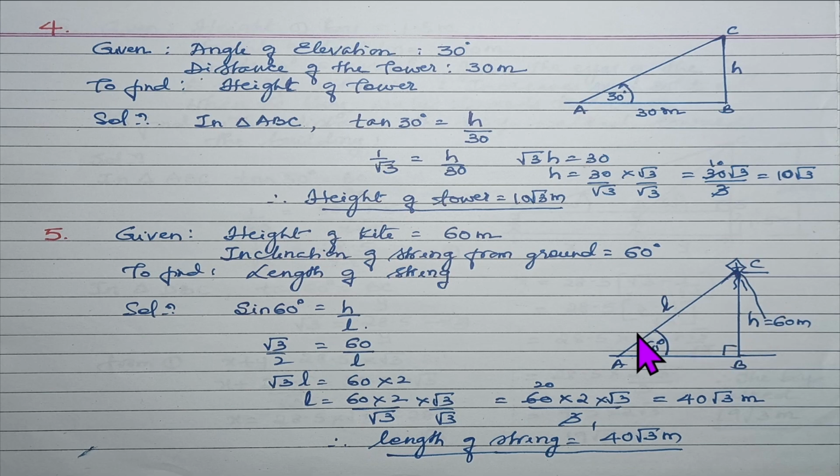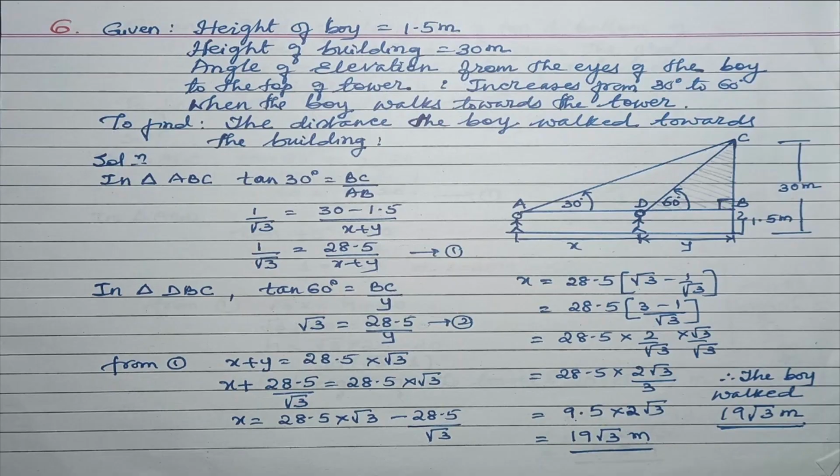So sine 60 degrees is equal to H upon L, and it is root 3 by 2 is equal to 60 by L, or cross multiplying, root 3 L is equal to 60 into 2, or L is equal to 60 into 2 divided by root 3. Rationalizing and simplifying, we get 40 root 3 meters. So that is the length of the string, and the length of the string is 40 root 3 meters. So try to remember that.